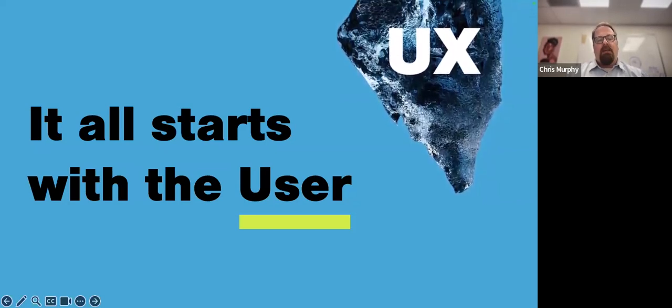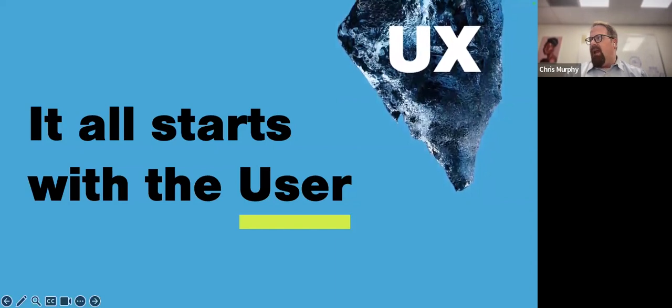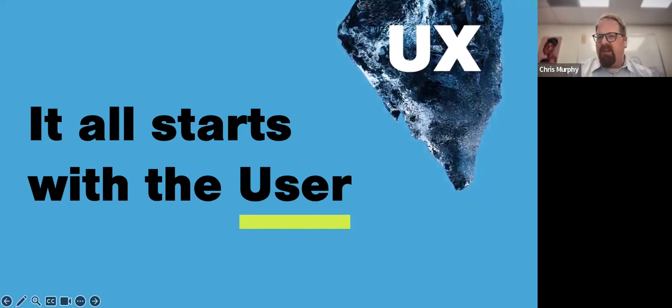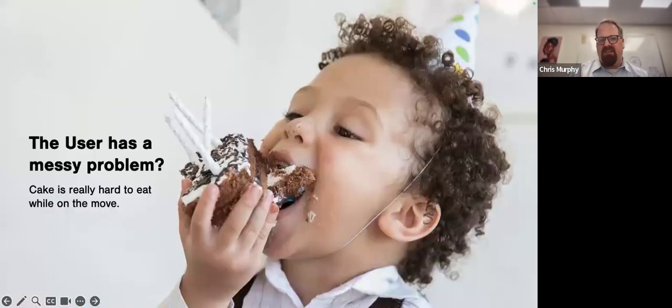And then it all starts with the user. I just want to emphasize that as well. That's why the iceberg tends to be bigger on the bottom, because you have to do a lot of research to focus on it. What I want to take you through today is a hypothetical. Let's say your user has a messy problem: cake is really hard to eat while it's on the move.